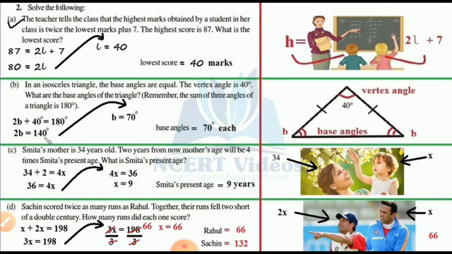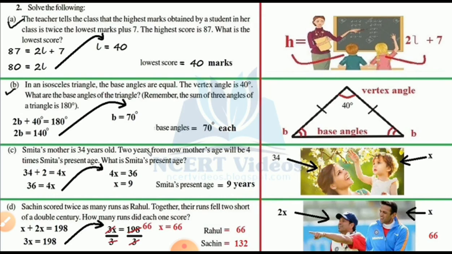And we are shifting this 40 to the right side. So 180 minus 40 gives us 140. So 2b is equal to 140. Divide by 2 on both sides. We have b is equal to 70 degrees. Yes, correct. So 70 plus 70 plus 40, 180 total.